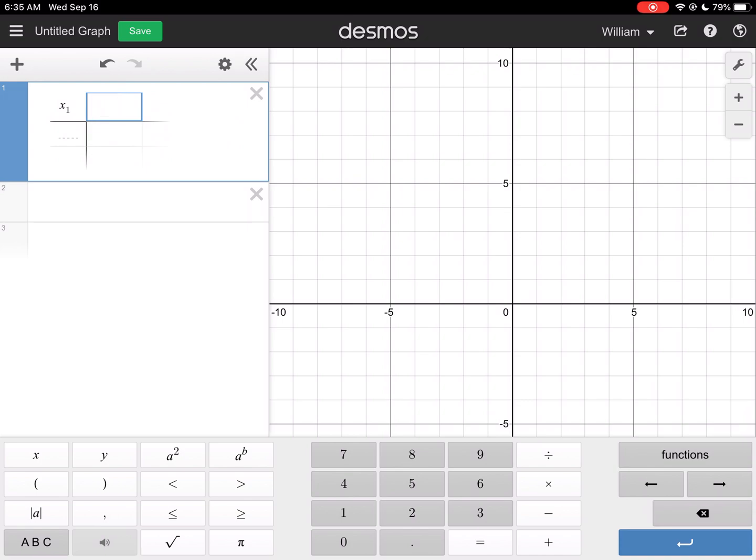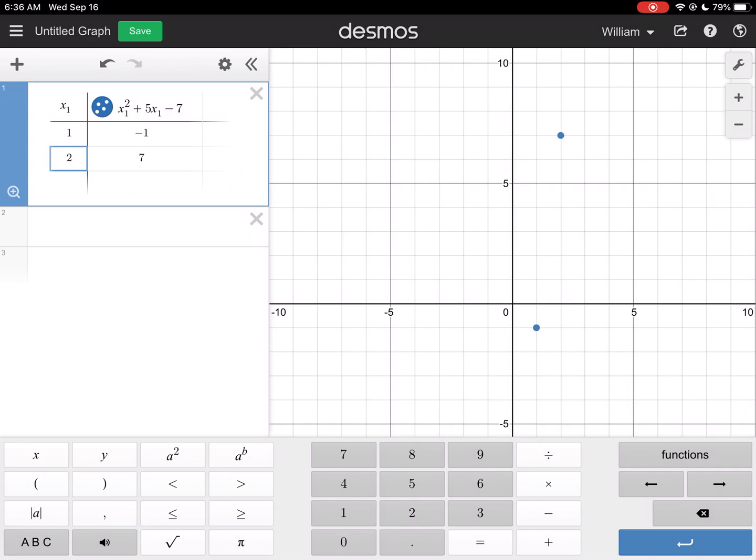So we're going to say x1 squared plus 5x1 minus 7. Now we're going to do some guessing. I'm going to look at what values of x give me 0. So I'm going to start here. I'm going to go 1, and notice I get -1. If I go 2, I get 7. Oh, it's between 1 and 2 because 0 is between -1 and 7. So now let's guess the number between 1 and 2. So I'm going to go 1.5.